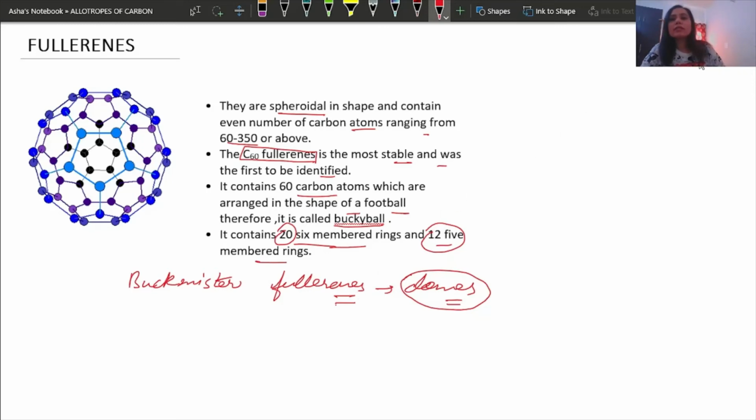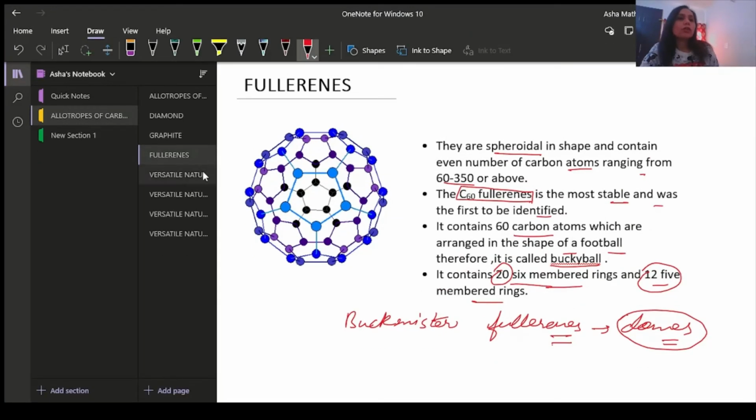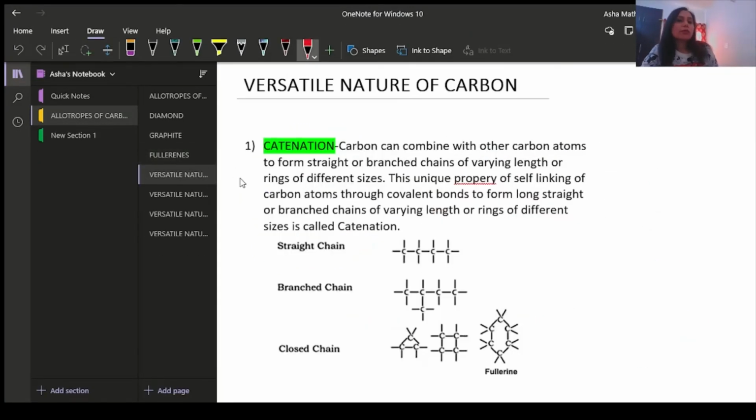Now we will try to understand what makes carbon the versatile element, or why carbon forms the largest number of compounds.